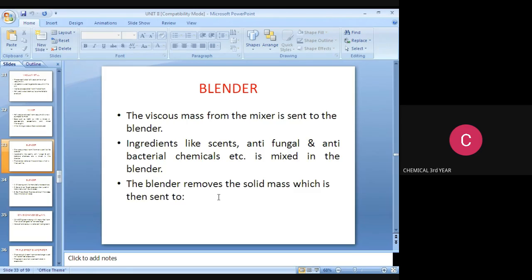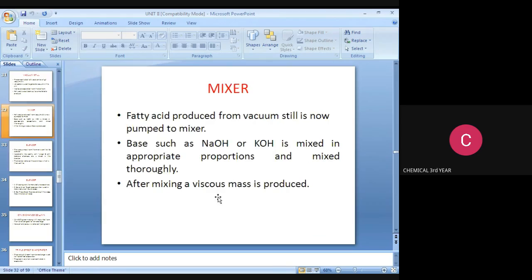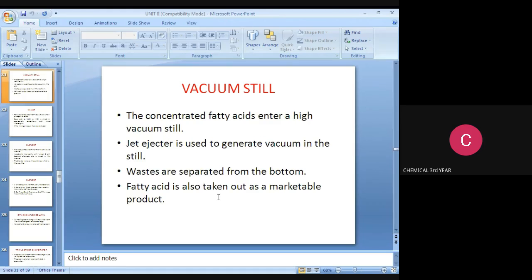Blender. The viscous mass from the mixer is sent to the blender. Ingredients like scents, antifungal and antibacterial chemicals are added and mixed in the blender. The blender removes the solid mass, which is sent on. In the mixer, the fatty acid produced from the vacuum still is pumped in. Here we are adding NaOH and KOH in appropriate proportion and mixing thoroughly. After mixing, a viscous mass is produced.